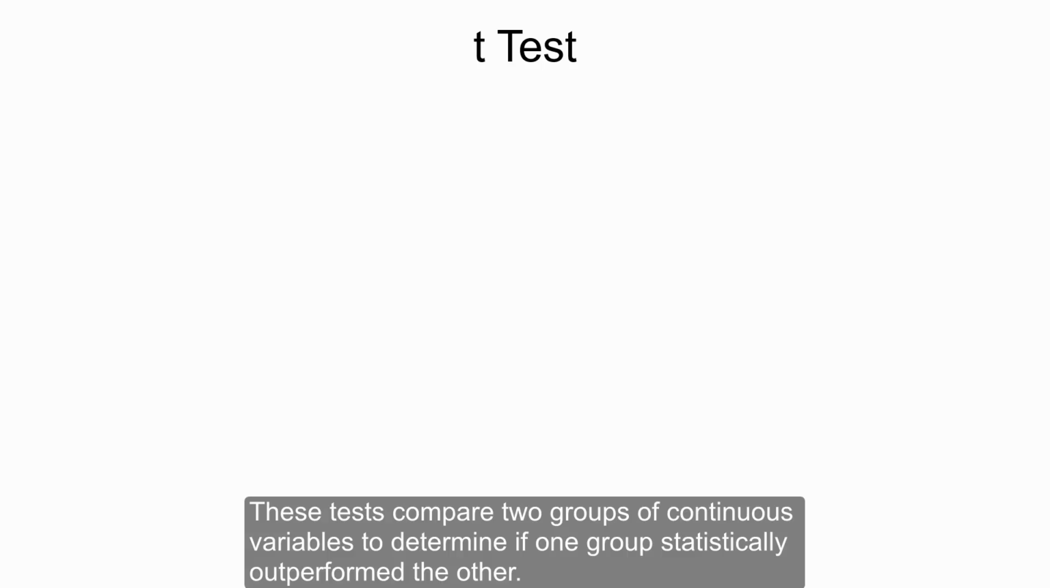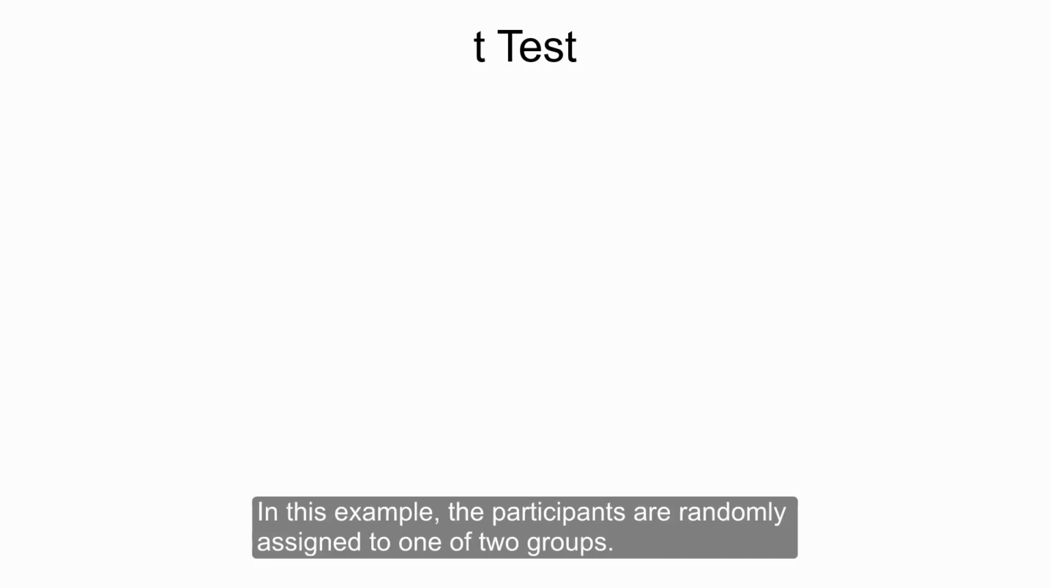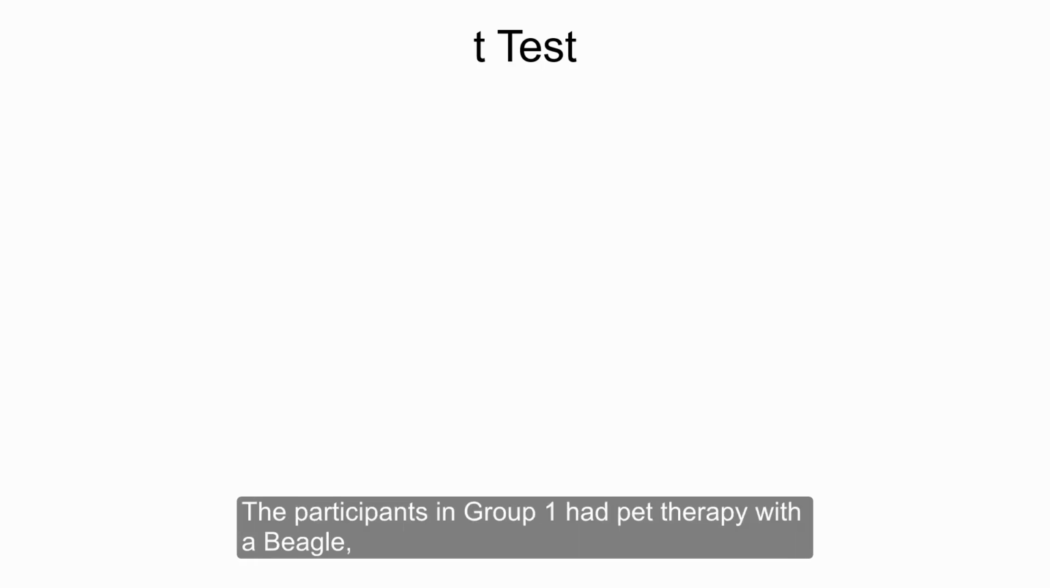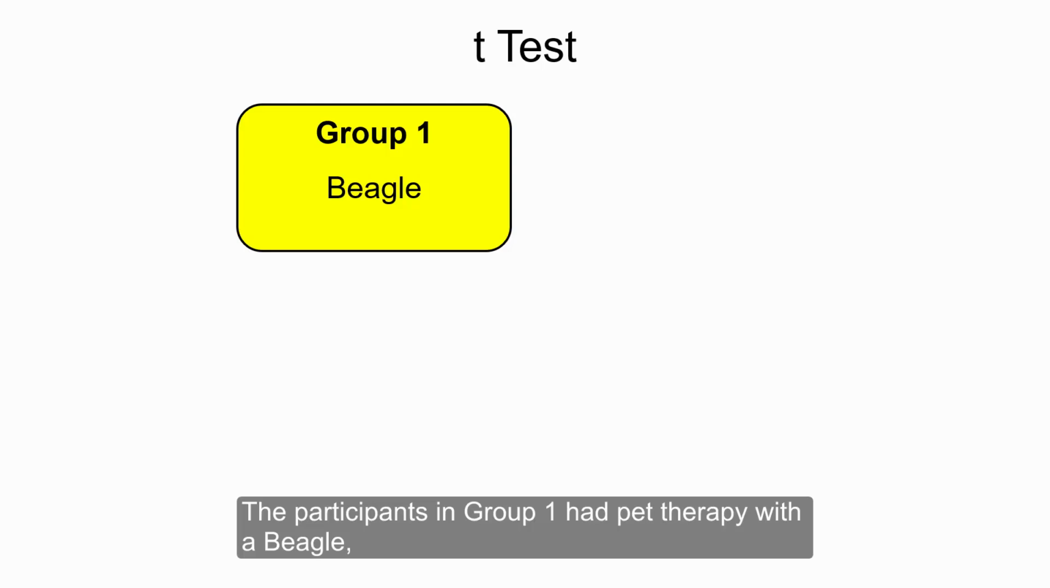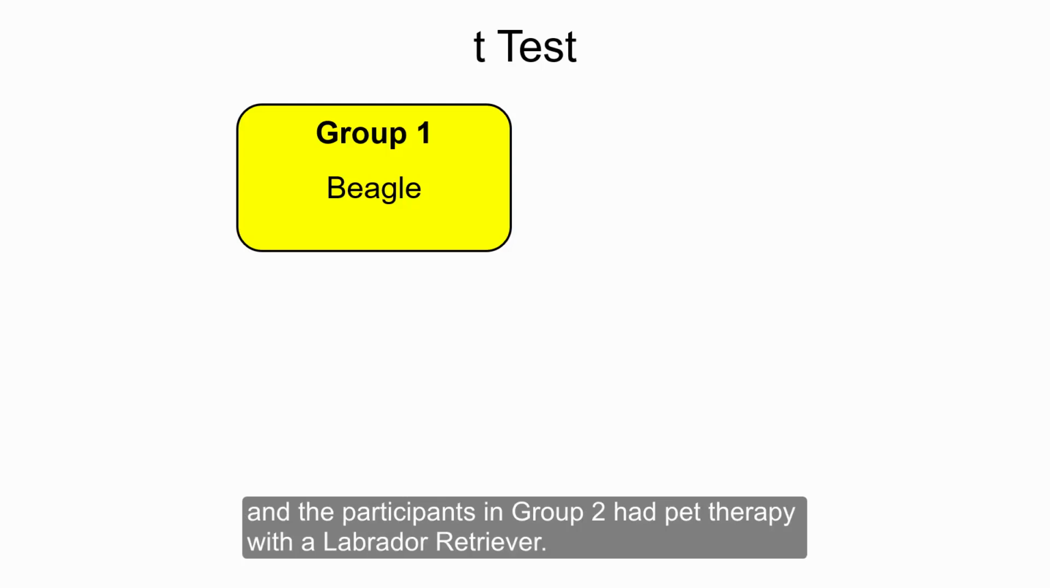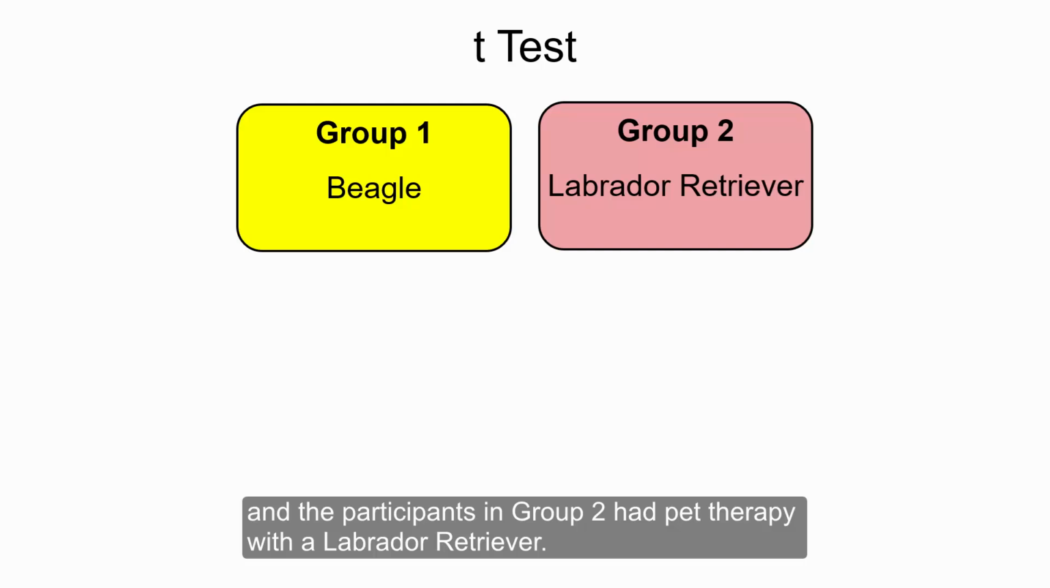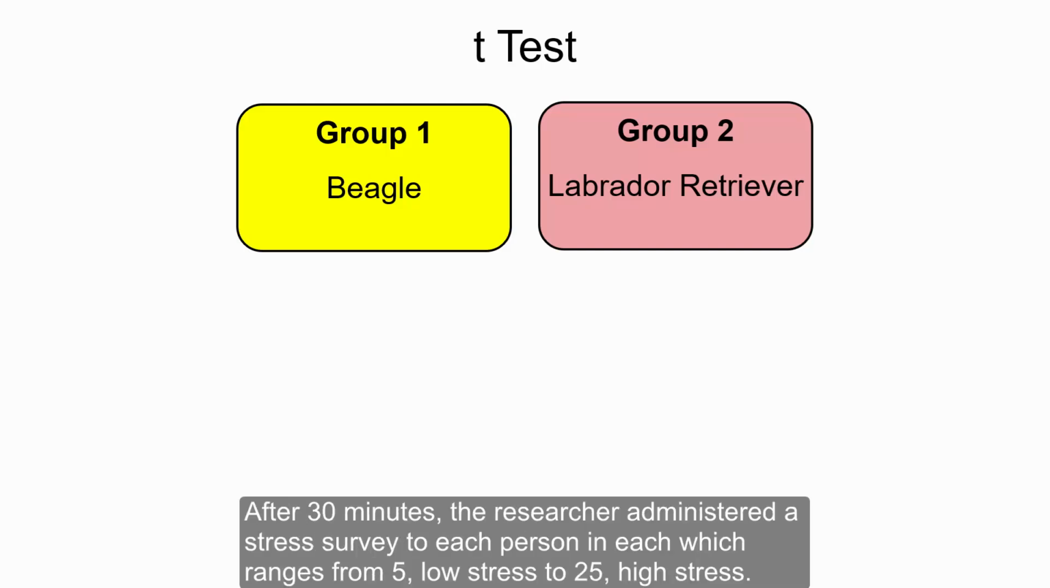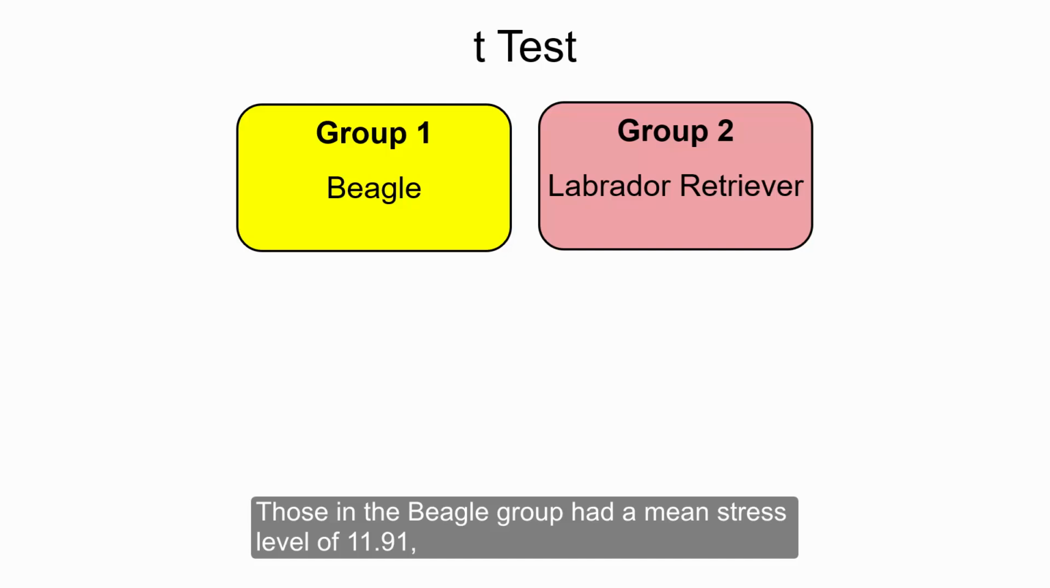These tests compare two groups of continuous variables to determine if one group statistically significantly outperformed the other. In this example, the participants are randomly assigned to one of two groups. The participants in Group 1 had pet therapy with a beagle, and the participants in Group 2 had pet therapy with a Labrador Retriever. After 30 minutes, the researcher administered a stress survey to each person in each group, which ranges from 5, low stress, to 25, high stress.